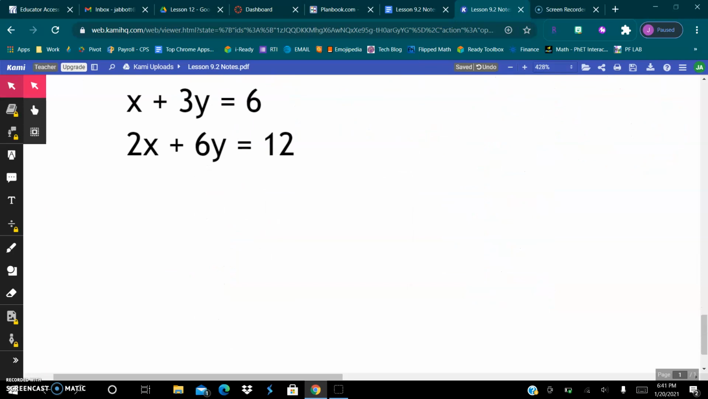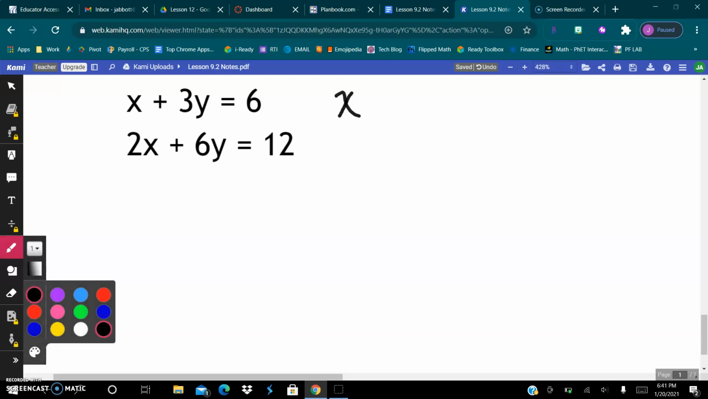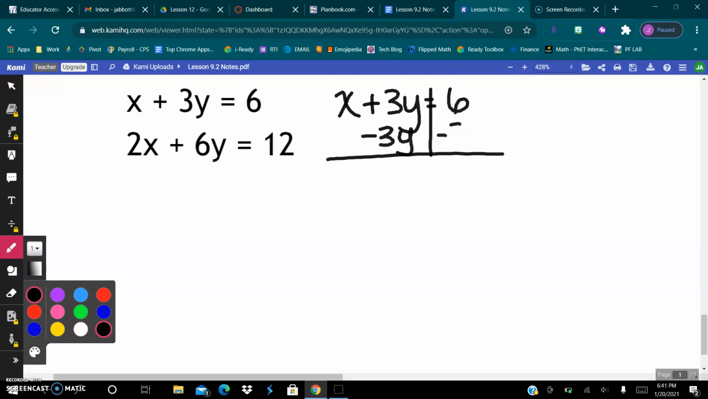And our last one here, we have to solve for a variable. And I'm going to pick x in the top equation because it does not have a coefficient. And that just means that's one less step I have to do to solve for x. So I'm going to rewrite that equation over here. And I have to get rid of that 3y. So I'm going to subtract 3y. So x is equal to 6 minus 3y.